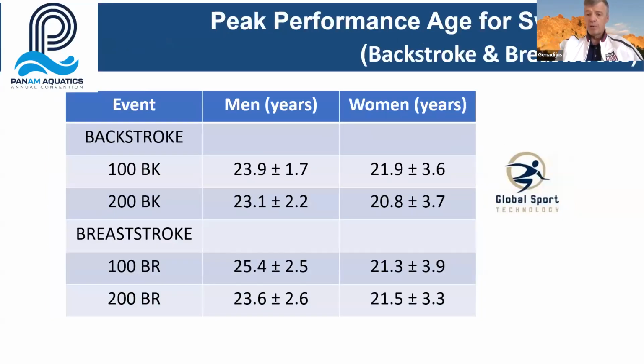So what is the age of peak performance in other swimming events? Same tendency: shorter distances, sprinters, and in fact, women are reaching peak performance age earlier than men. As you see, 100 backstroke, men 23.9, women 21.9 age of peak performance. 200 backstroke, they're a little bit younger, 23.1 and 20.8. Similar tendencies in 100 breaststroke and 200 breaststroke as well. The longer the event, the younger the swimmers, and females tend to be younger than male athletes as well.